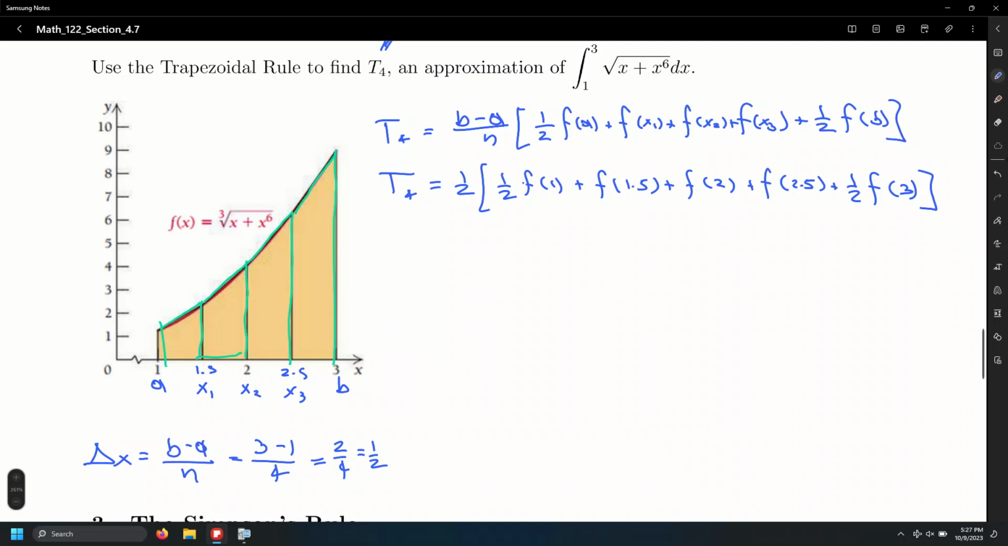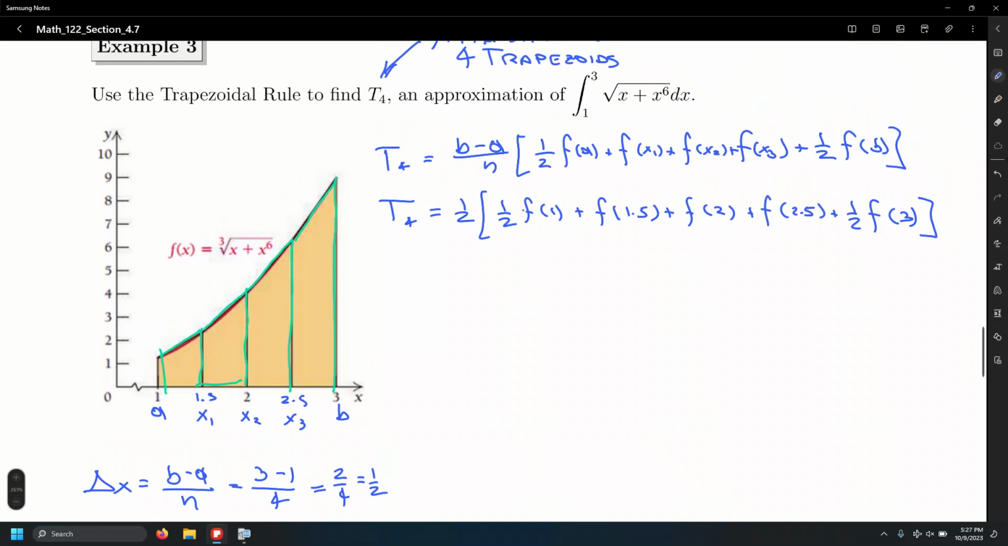Evaluate this integral using the trapezoidal rule with four trapezoids, not rectangles. Well, we set up the formula. So what we're going to do is type the square root of x plus... oh, hold on, it was supposed to be the cube root. Never mind. Okay, let me fix it real quick. Cube root.